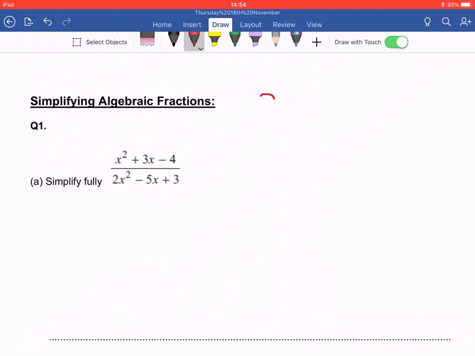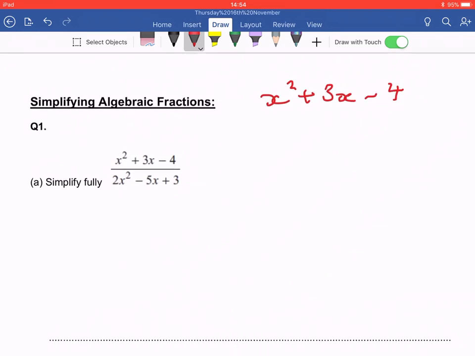Okay. So we've got the top one, which is x squared plus 3x minus 4. When you factorize, how do you think about it? I'm looking for two numbers that multiply to give me minus 4 and add to give me 3. I think that's pretty straightforward. So our two numbers are? I'm thinking about 4 and minus 1.